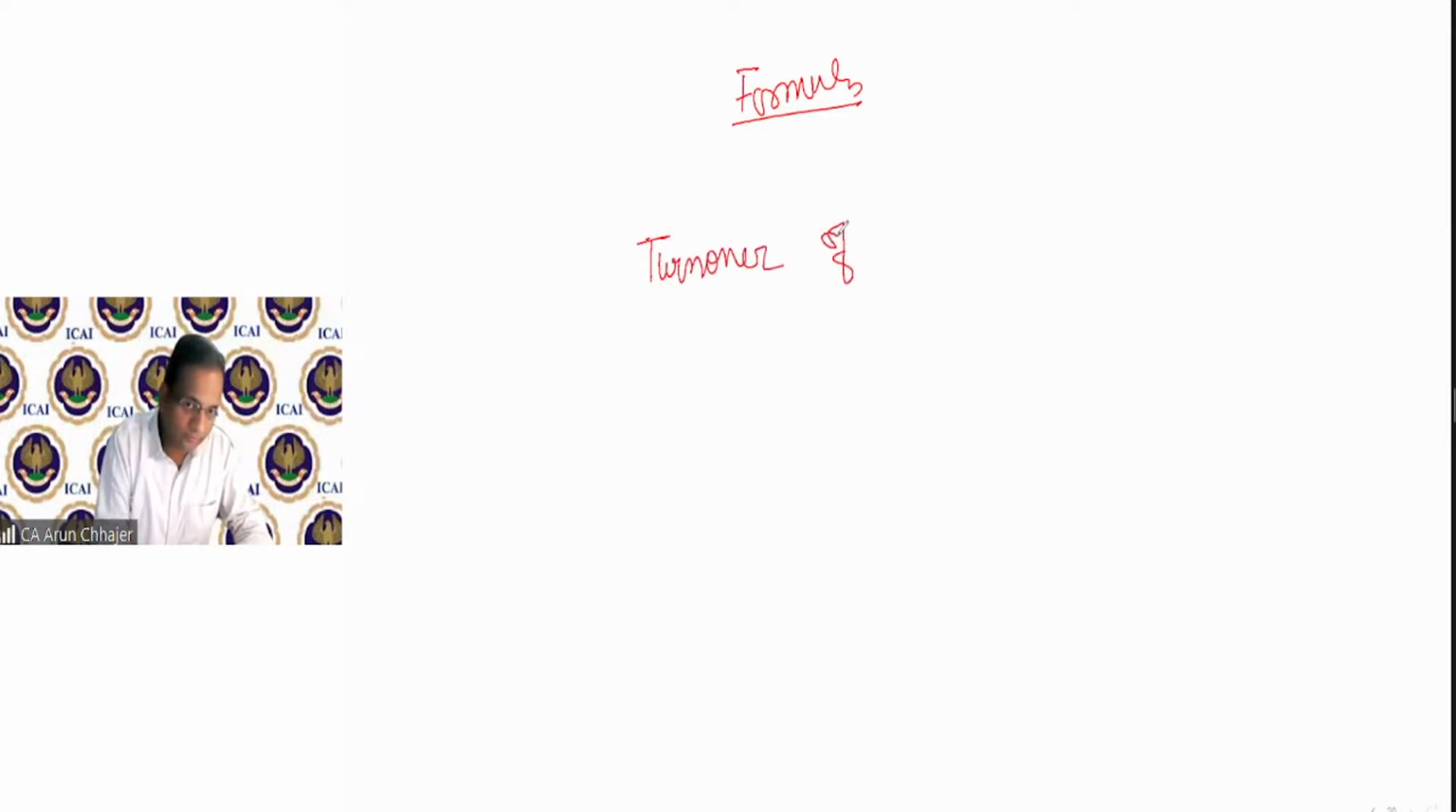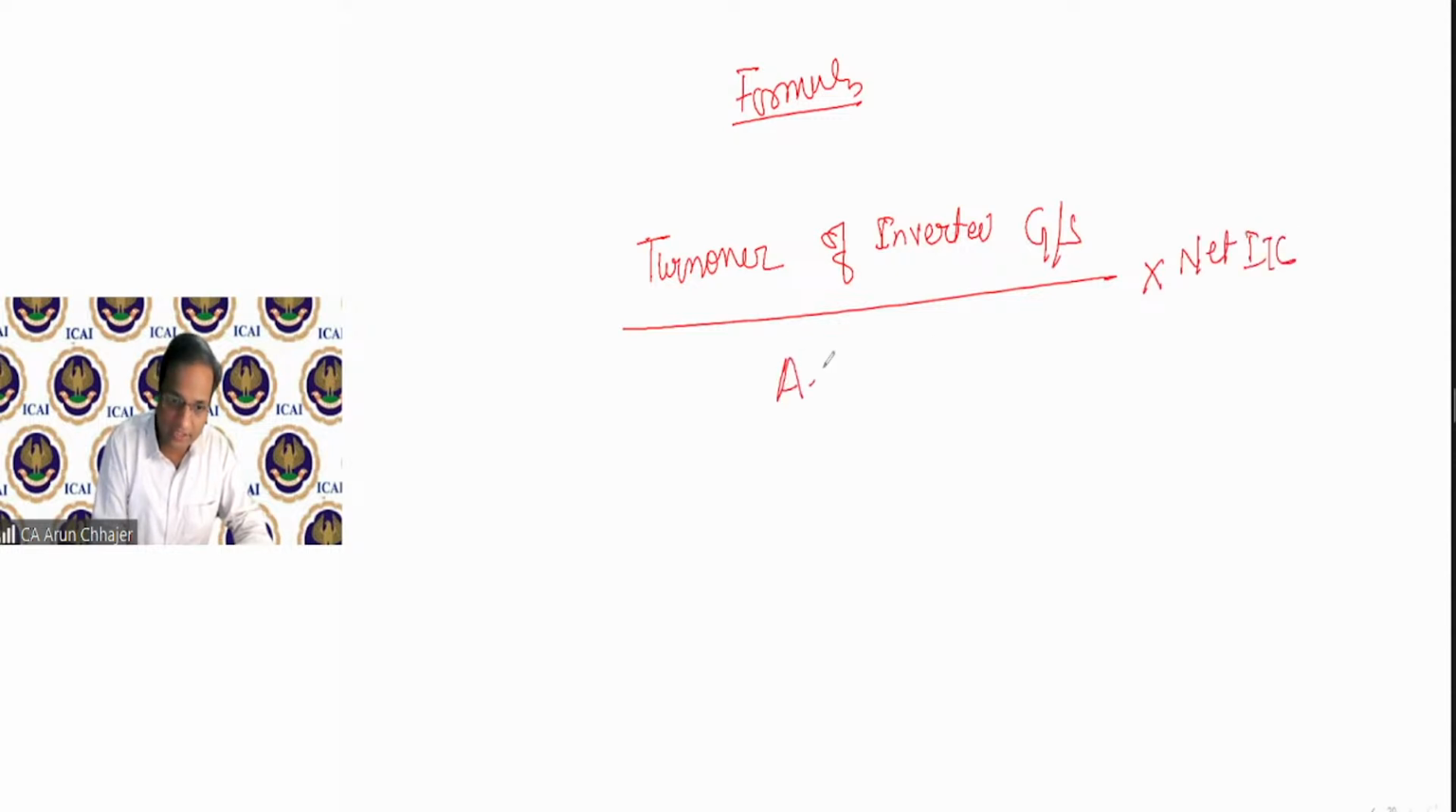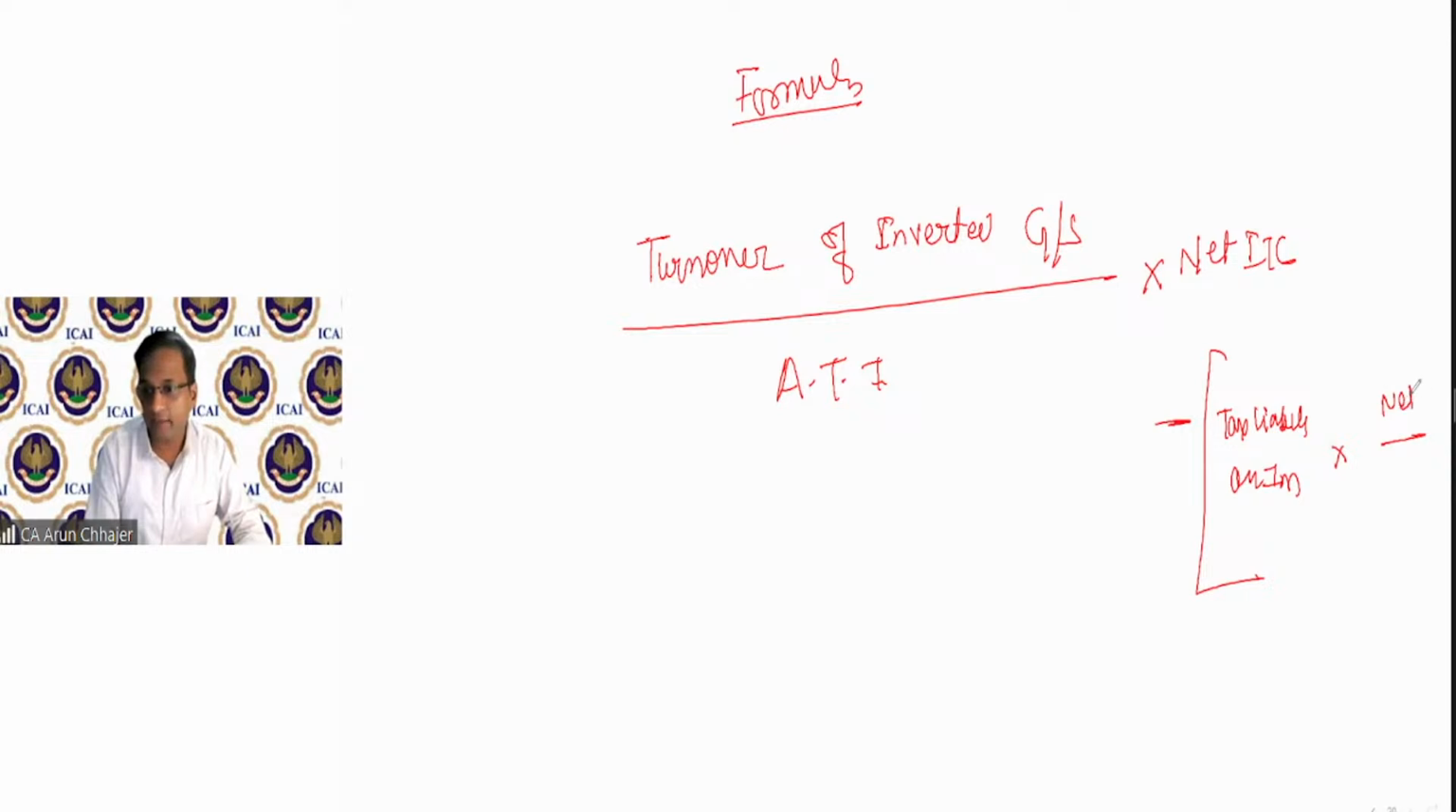Turnover of inverted rated supply of goods or services multiplied by net ITC divided by adjusted total turnover. Okay. Now I will minus tax liability on inverted rated supplies multiplied by net ITC divided by ITC of input and input service.